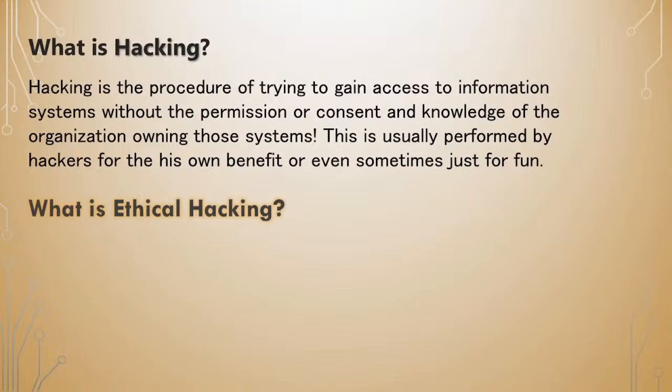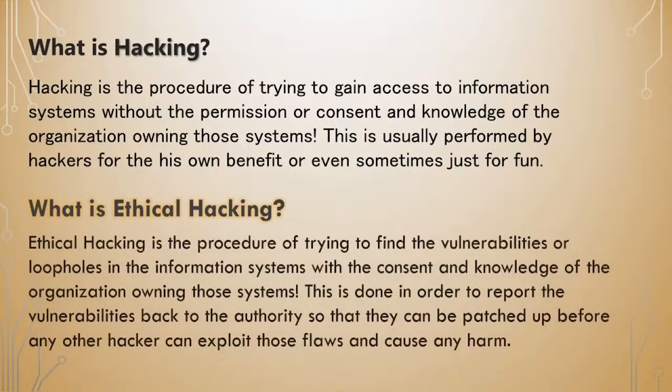So to define ethical hacking, on the other hand, this is the procedure of trying to find vulnerabilities. Okay, a vulnerability is nothing but a flaw or a loophole in the information system. So usually manufacturers might make mistakes somewhere here or there in the coding of the application. Okay, so that gives rise to something known as weaknesses in the information system, or in technical terms, it is also called vulnerabilities. Okay, and this process of trying to find these vulnerabilities is done with the consent and permission of the organization.